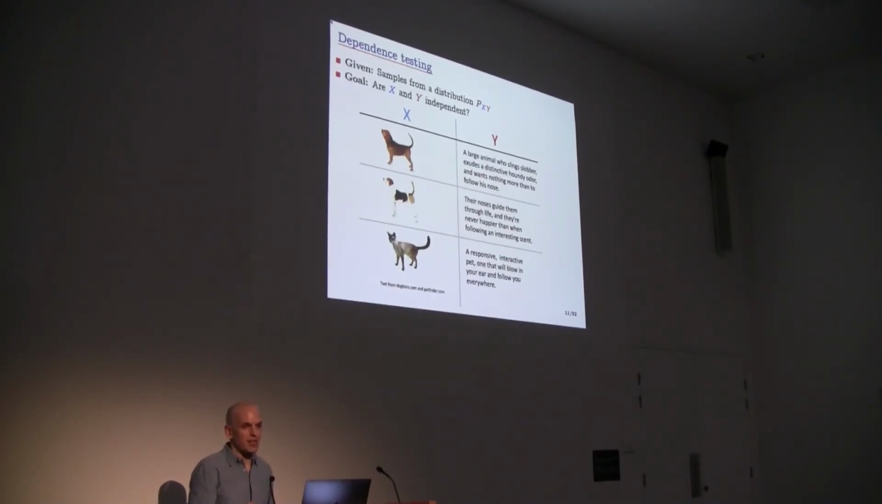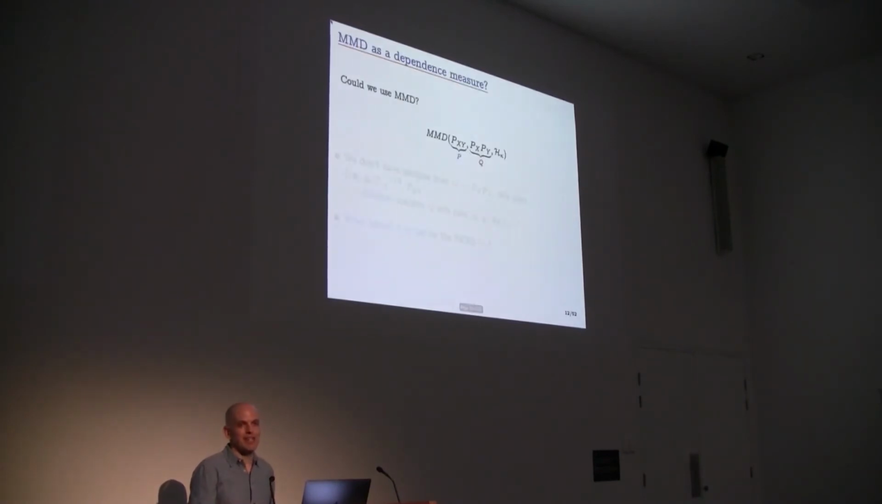So here's an obvious approach. You would use the maximum mean discrepancy, with P being the joint and Q being the product of the marginals. And that's a very sensible thing to do. There's a couple of subtleties, one of which is an easy one to get around, and one of which is a little bit difficult.